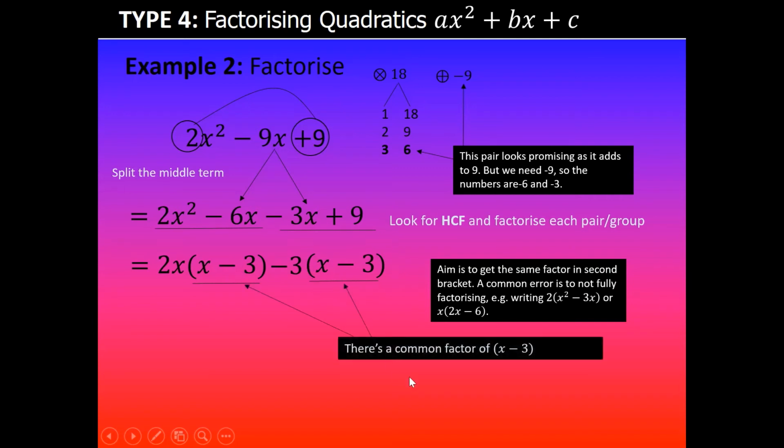Now we can see that there is a common factor of x minus 3 in both the brackets, so that can be written in one bracket, and the remainder, 2x take away 3, goes in the second bracket, and then you're done. Remember, factorize means you're writing the sum into the corresponding product. So this is the product form for 2x squared minus 9x plus 9.